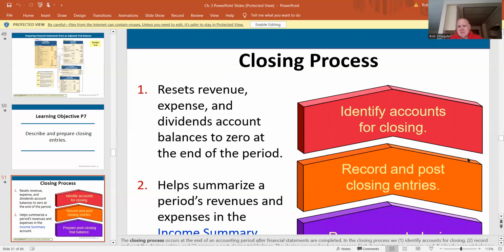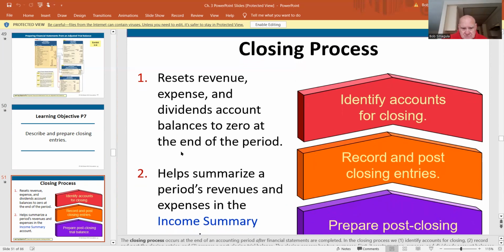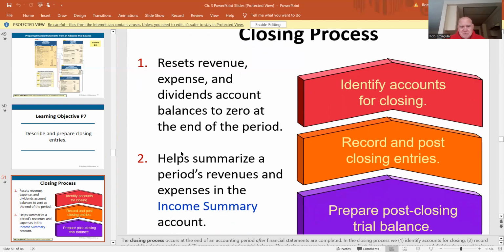What do you close? You close everything on the income statement. In other words, you close revenues and expenses. What we mean by closing, we mean zero them out to another account. We are going to close revenues, expenses, and dividends to 0. And this is going to help summarize the period's revenues and expenses in the income summary account.